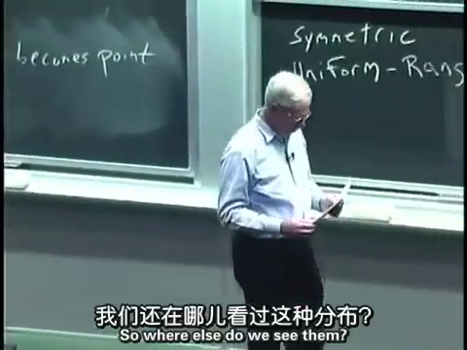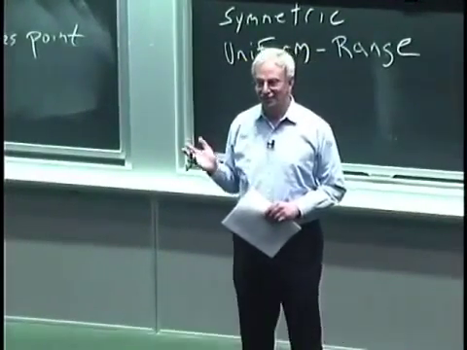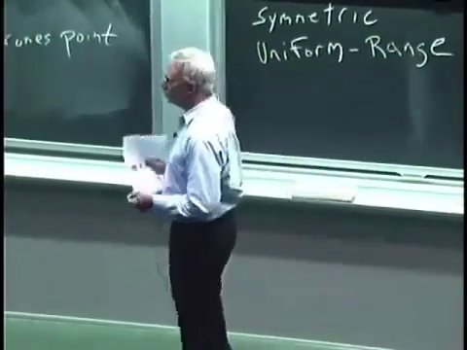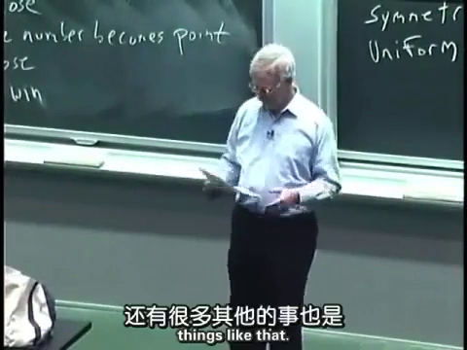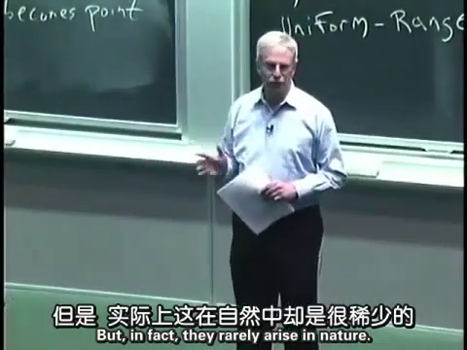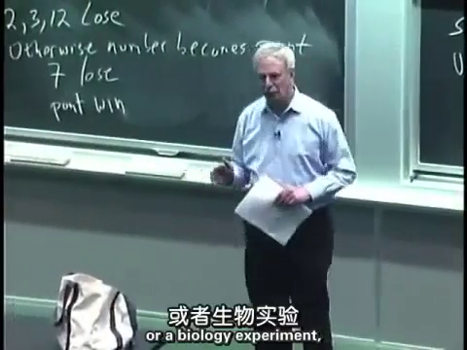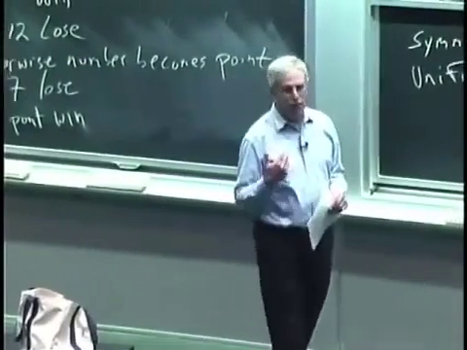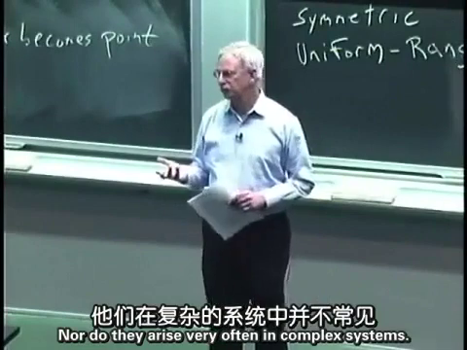So where else do we see them? In principle, lottery winners are uniformly distributed. Each number is equally likely to come up. To a first approximation, birthdays are uniformly distributed. Things like that. But in fact, they rarely arise in nature. You'll hardly ever run a physics experiment or a biology experiment or anything like that and come up with a uniform distribution. Nor do they arise very often in complex systems.